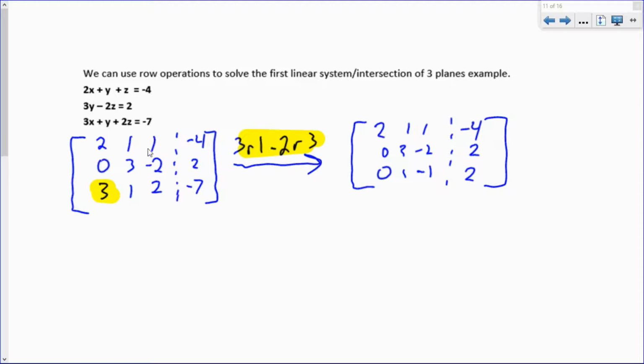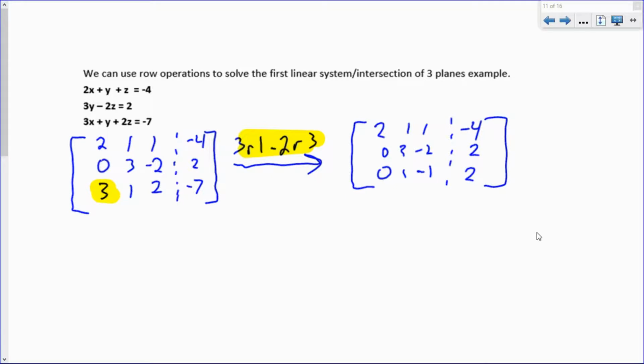Okay, and then I just went ahead and did that. So for example, I got 3 subtract 4 gave me the negative 1, negative 12 subtract 2 times negative 7 will give me 2. So this matrix represents the same or an equivalent system of equations as the first matrix. It's just a little bit simpler because it has more zeros in it.